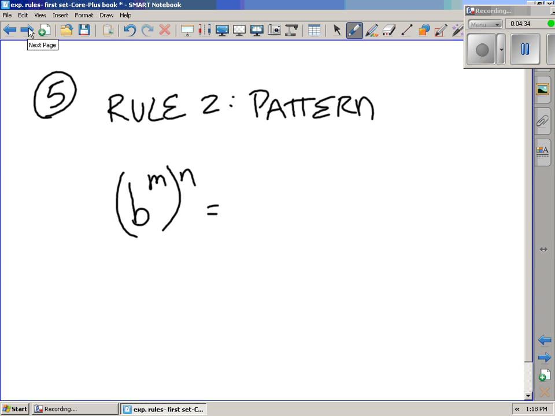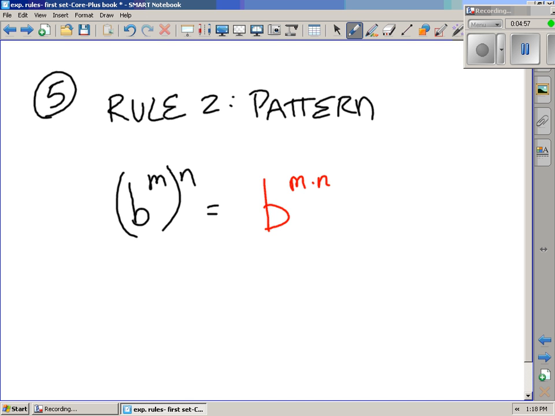Now I want you to think about the pattern that you saw over and over again, what's going on. Please pause the video and write out what b to the power of m to the power of n is equivalent to. Hopefully you've taken that time to yourself. And the quantity b to the power of m to the power of n is equal to b to the power of m times n.